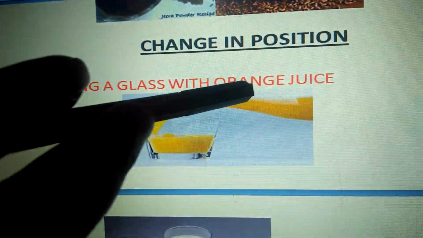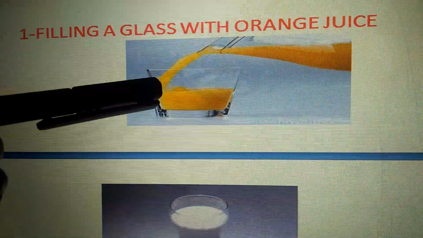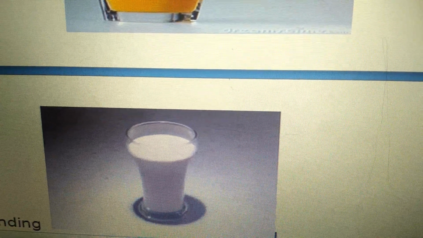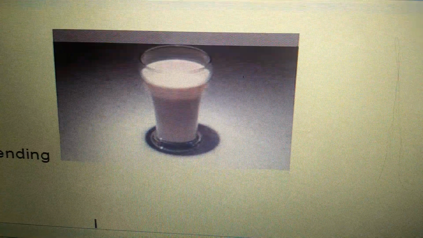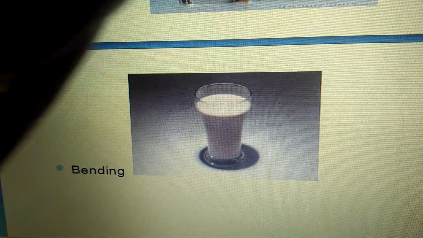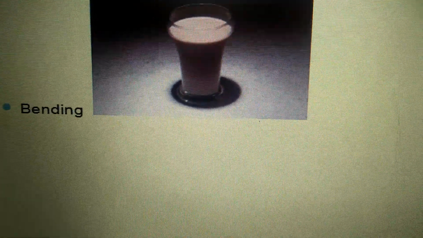Next sign of physical change is change in position. Like here, from the jug, orange juice is poured into this glass. Here the position of the juice is changed. Similarly, the shape of this glass is like this. So bending is also an example. Here the milk does not lose its property. Here the juice also does not lose its property, just its position changes.